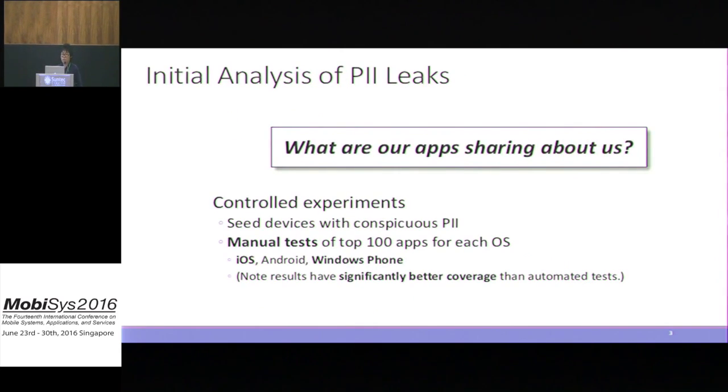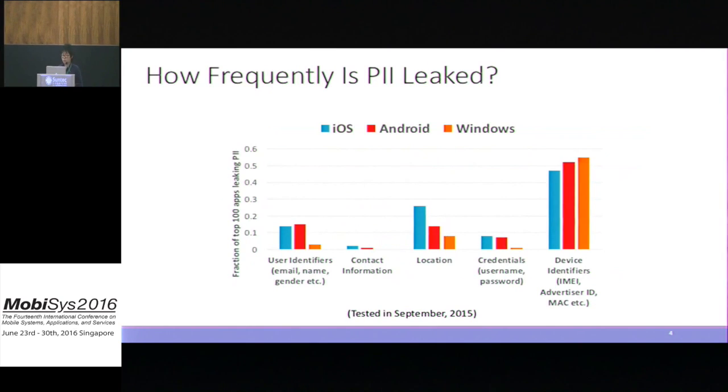To take a look at this initially, we did a manual test for the top 100 apps in each OS: Android, iOS, and even Windows phones. Basically, we preloaded the device with very conspicuous information, played with these apps, and tried to find out what information is being sent over the network. The reason I did this manually, spending weeks of my life, is that we can have more realistic interactions and thus better coverage of the PII leaks than all existing automated tests.